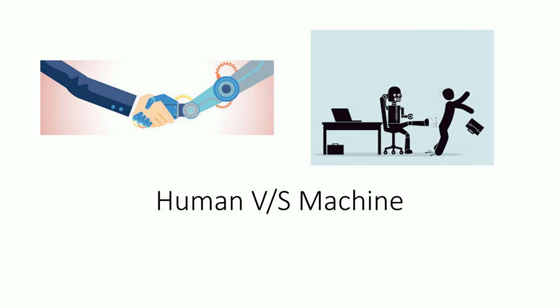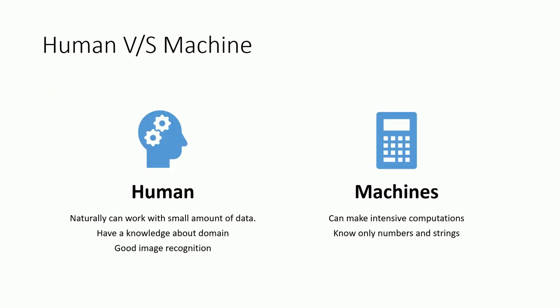Let's see the difference between human thinking and a machine. Humans can naturally work with a small amount of data, have knowledge about a domain, and have good image recognition capabilities. Machines can make intensive computations and know only numbers and strings, right? So what will happen if we combine the good aspects of both humans and machines? Then we can create machines that are very innovative and helpful to humans in their daily course.